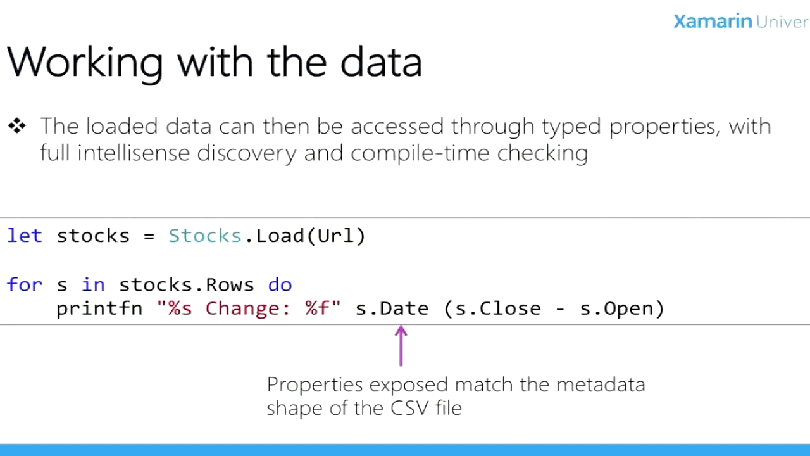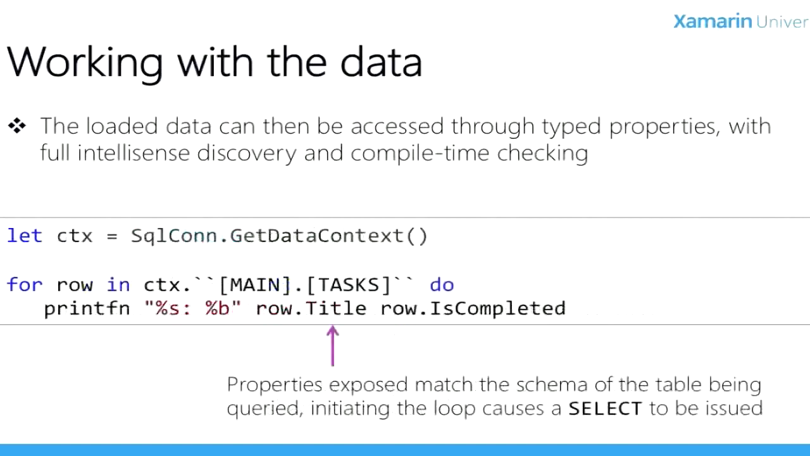And the key thing here is that the property names used on each row are specific to the CSV file: the date, closing price, and open price for the stock. And this is very similar to the dynamic language runtime's capability of synthesizing types on the fly, except this is done at compile time and is fully checked by the compiler. And if you mistype a column, the compiler will catch the error before you even get a chance to run the app. So here's another example.